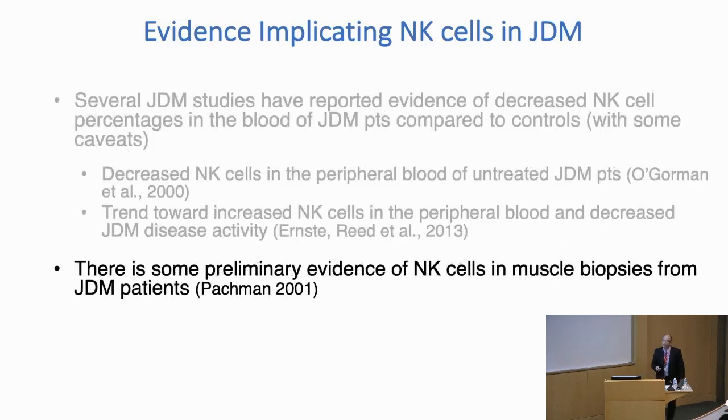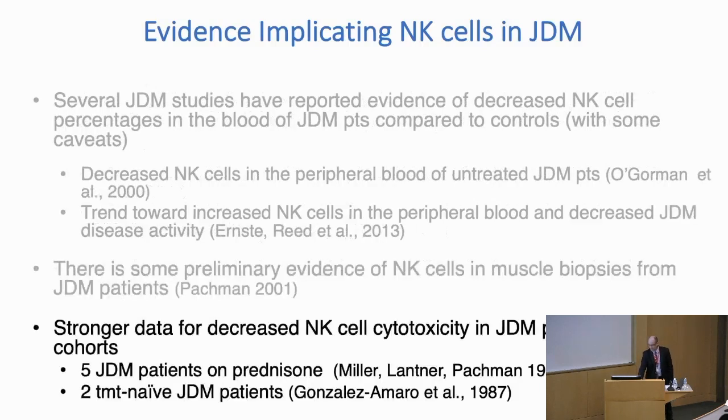There's some preliminary evidence that there's increased NK cells in the muscle biopsy from JDM patients. I think the strongest data, which is still pretty small groups, is that there's decreased NK cell cytotoxicity in JDM patients in 2 small studies. So there were 5 patients on prednisone in this early study, and there were 2 treatment-naive patients also in an early study.